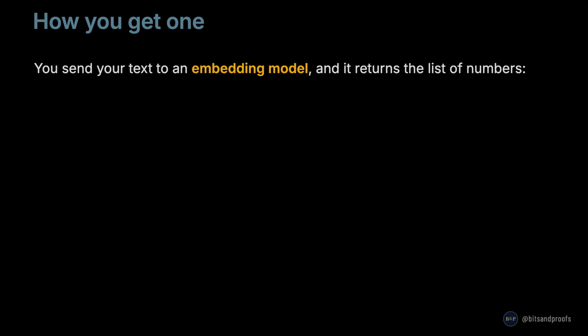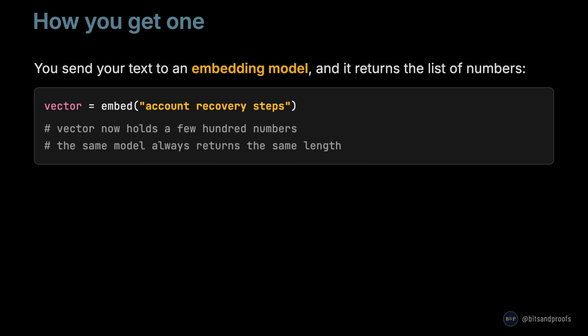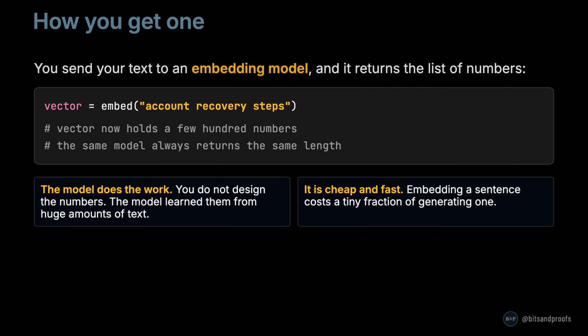So how do you actually get an embedding? You send your text to an embedding model and it hands back the list of numbers. In code, it is almost this simple. You call embed on your text and you get back a vector of a few hundred numbers. 2 quick points. The model does all the work. You never design the numbers yourself. And it is cheap and fast. Embedding a sentence costs only a tiny fraction of what it costs to generate one.